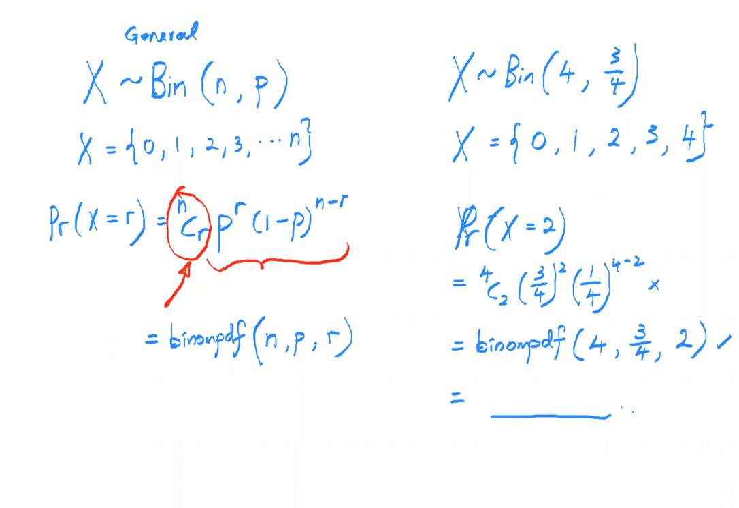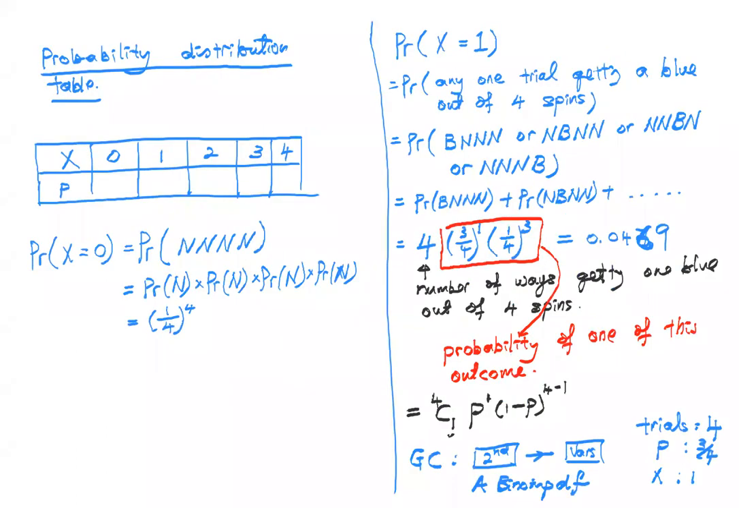Okay, now I'm going to teach you how to build the probability distribution table here without keying in one by one. Okay, now everyone take out your graphic calculator. I'm going to build this table straight away using GC.